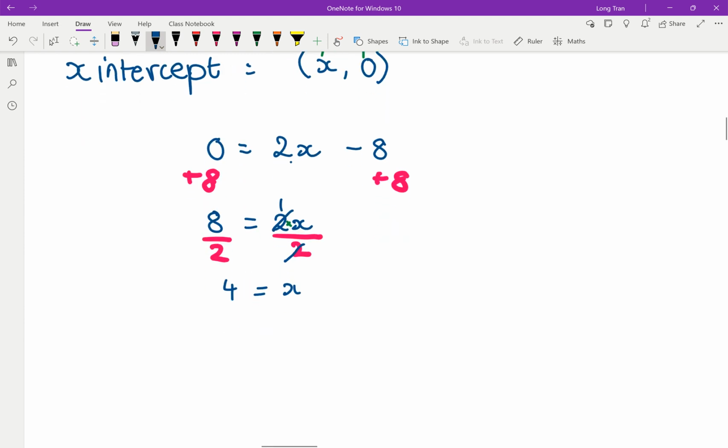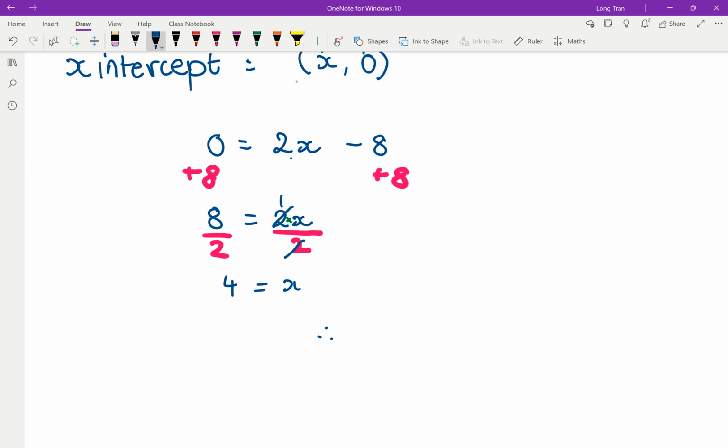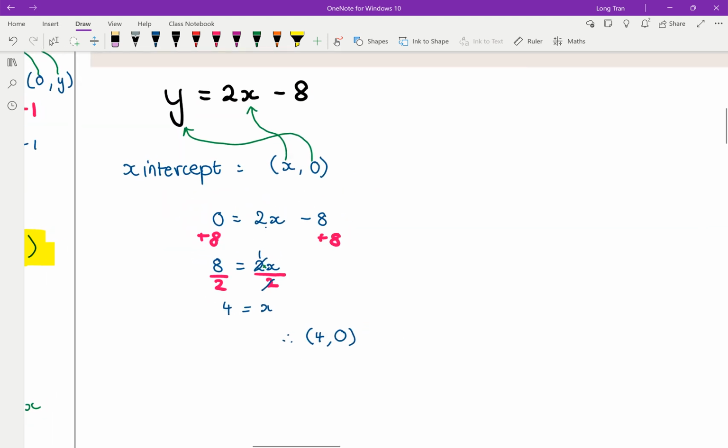So what have I done just now? I've figured out that when x is 4, I got this result because the y-coordinate was 0. So that's my first point. On your Cartesian plane, when you sketch it out, you now have a point on the x-axis at 4, 0. That's what I'm trying to train you to do. So you found one point.